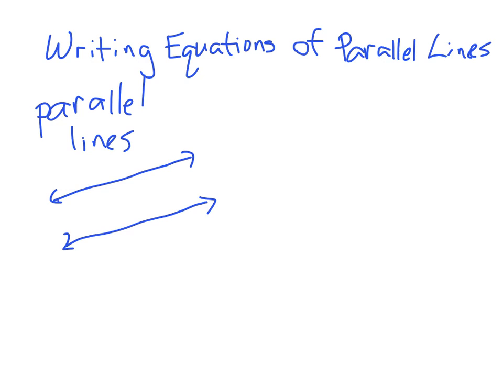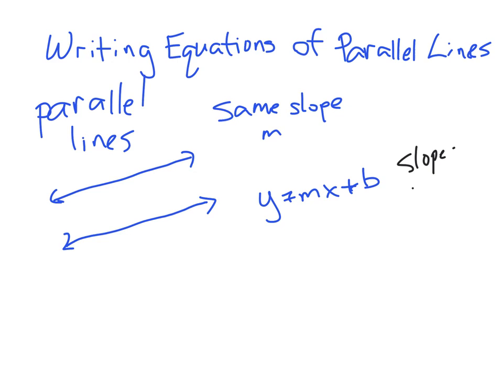So if I were to draw a picture, that picture might look something like this. So what we know about those two lines is that if they're parallel, then that means that they're going to have the same slope. And remember, M is the letter that we use to stand for slope when we're talking about things in slope-intercept form. And so y equals mx plus b, that is slope-intercept form. So in slope-intercept form, the M is the slope and the b is the y-intercept.